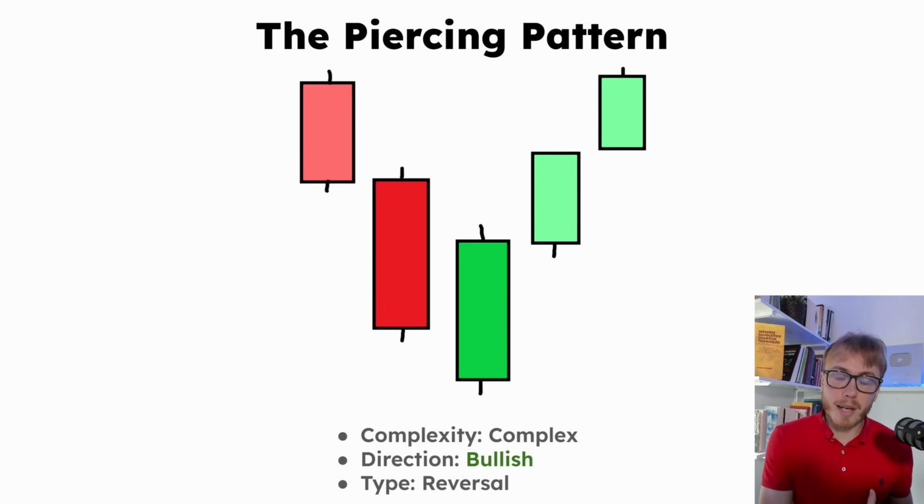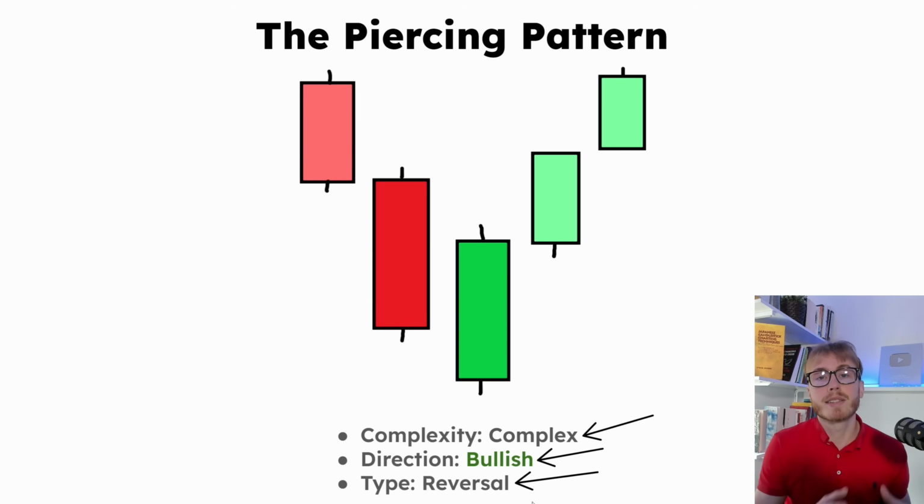Alright, so now the time has come to take a look at the piercing pattern, and the piercing pattern is yet another super useful reversal pattern. And this pattern is complex because it consists of 2 candlesticks. The direction here is bullish, and as I said, the type here is reversal.